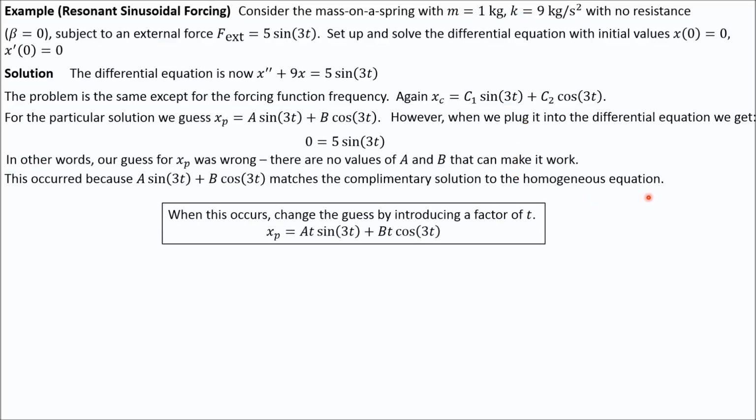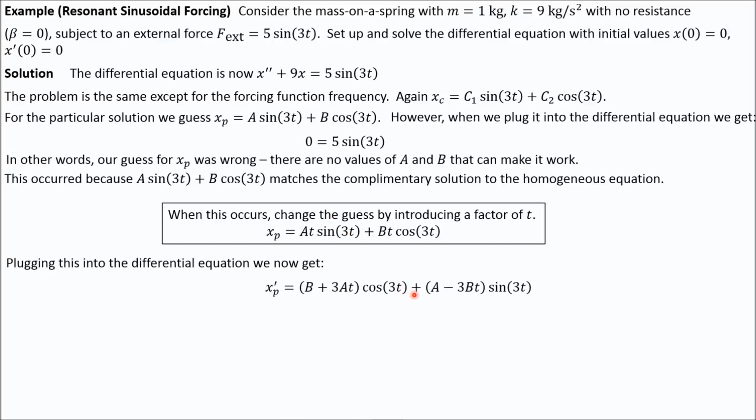So when this occurs, when the particular solution's form matches the complementary solution, you have to replace the particular solution with the same thing, but multiply by t, your independent variable. When you do that and you plug this into your differential equation, it's a lot harder now because you have to use the product rule and stuff to figure out what x prime prime is. It takes a lot of work, but computers can be helpful.